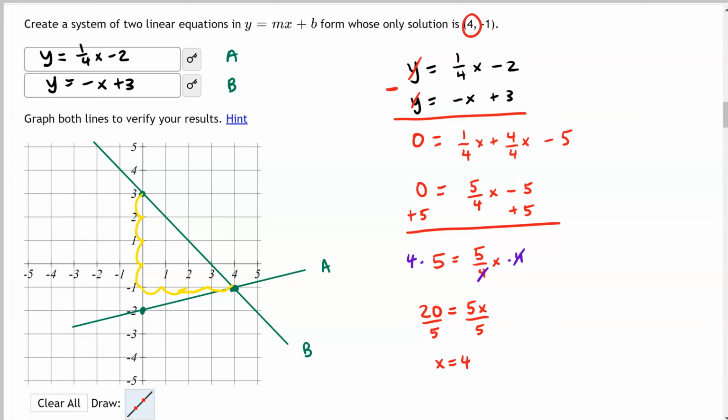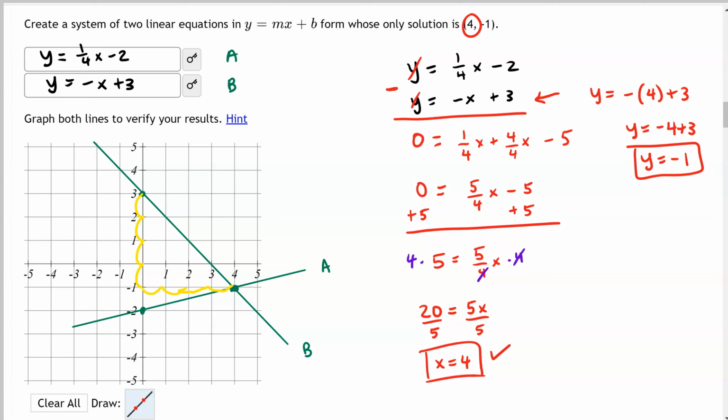So notice that that's what we wanted. We wanted an x value of 4. And then I'm going to go ahead and plug that into this equation here. So we get y equals negative 4 plus 3. And that ends up simplifying to y equals negative 1. So all of this work here was just to illustrate that the solution is in fact this ordered pair (4, -1). So that was just to check or verify.